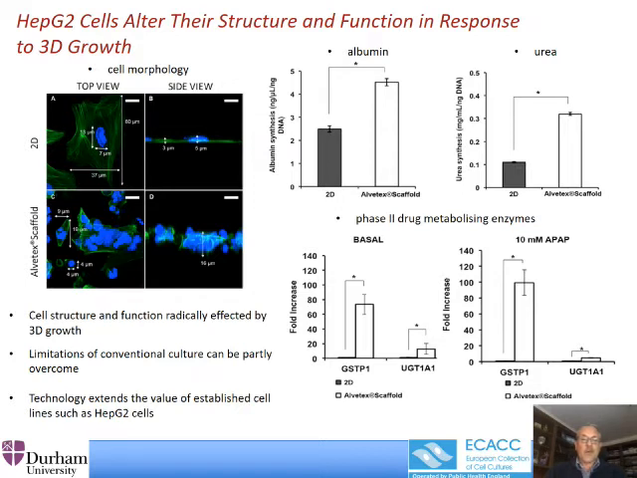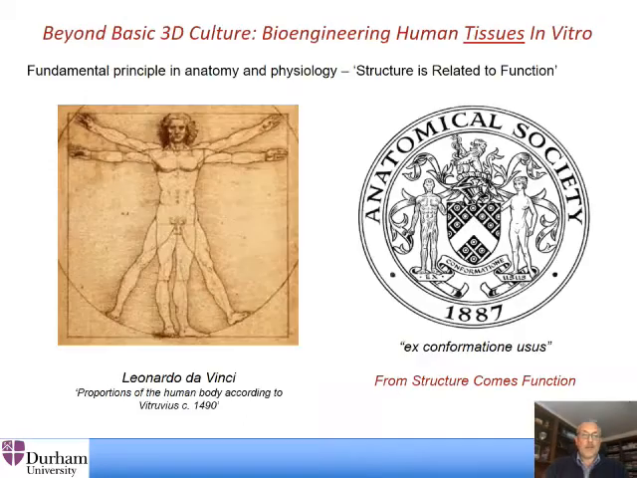But also the activity of phase 2 drug metabolizing enzymes is different in these HepG2 cells as a consequence of their growth within the 3-dimensional environment. And this therefore adds more value to the HepG2 system when using this technology. So that's the technology as a basic technique, i.e. 3D cell culture. But what we really want to do is apply it to bioengineer human tissues.